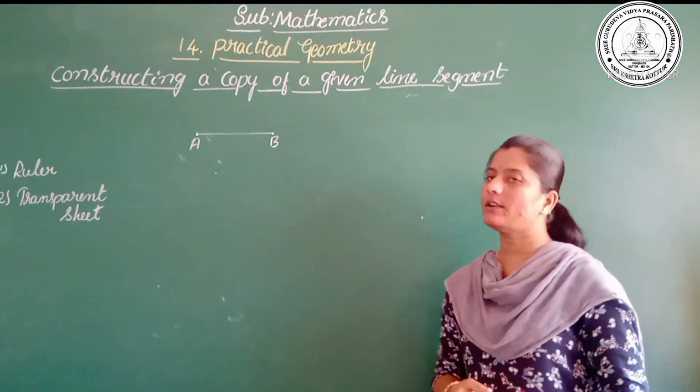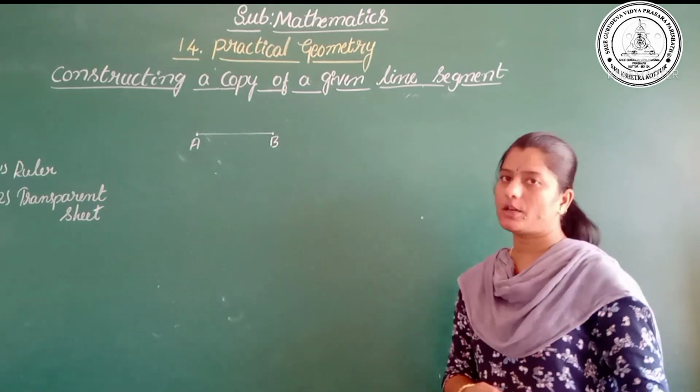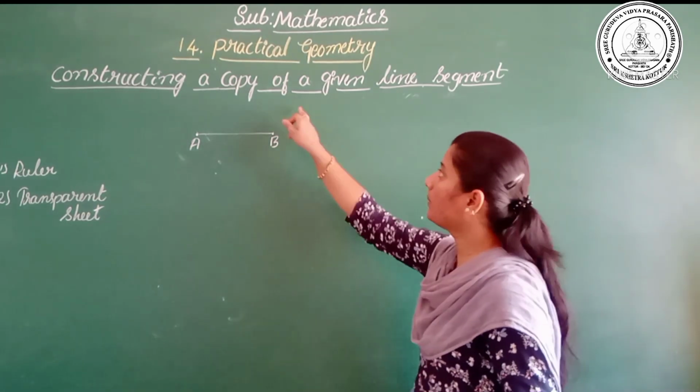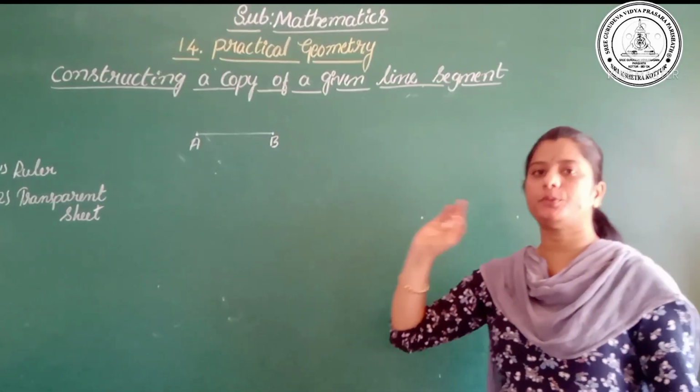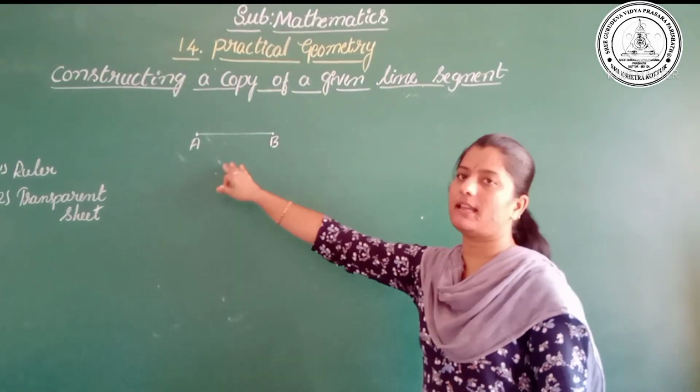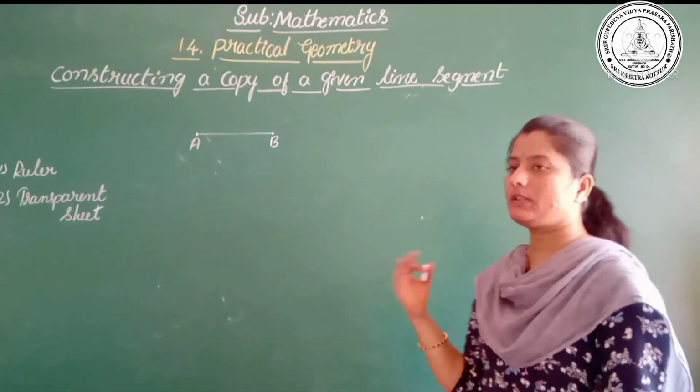length. And also we have solved the exercise 14.2. Alright. So in this class we are going to construct a copy of a line segment. Suppose you want to draw a line segment the same as the length AB. So what will you do?